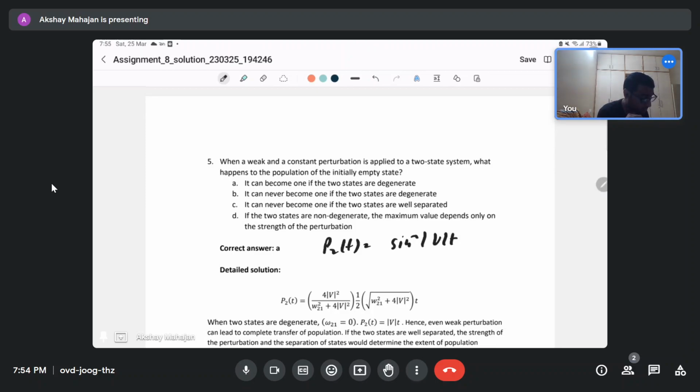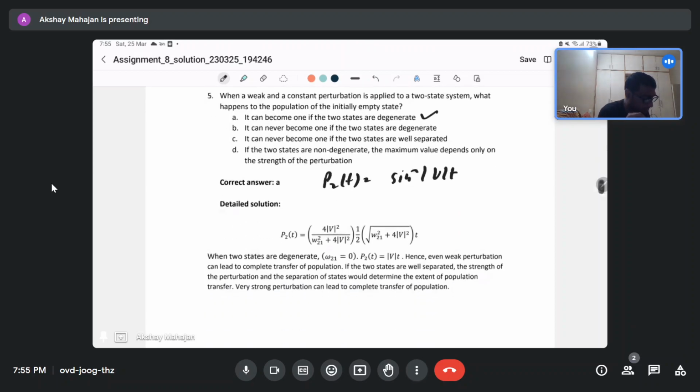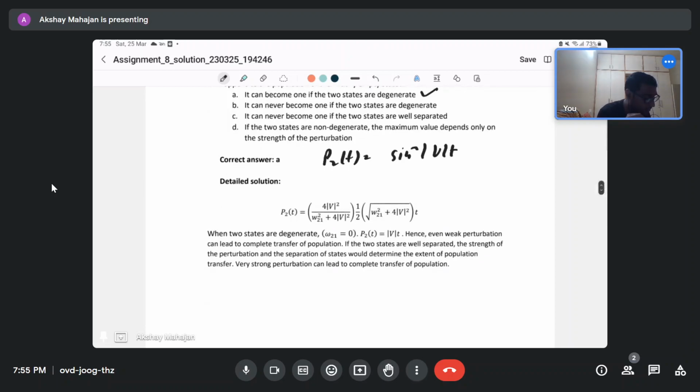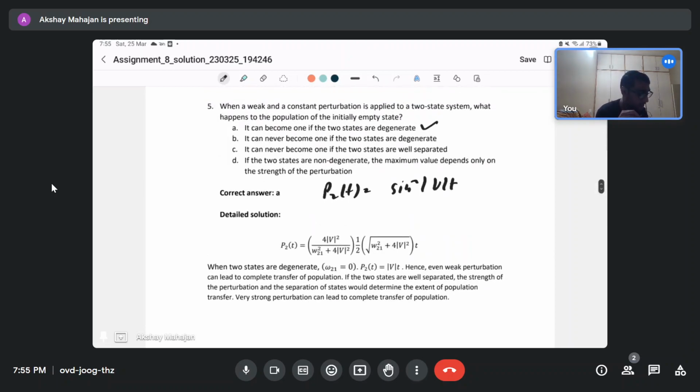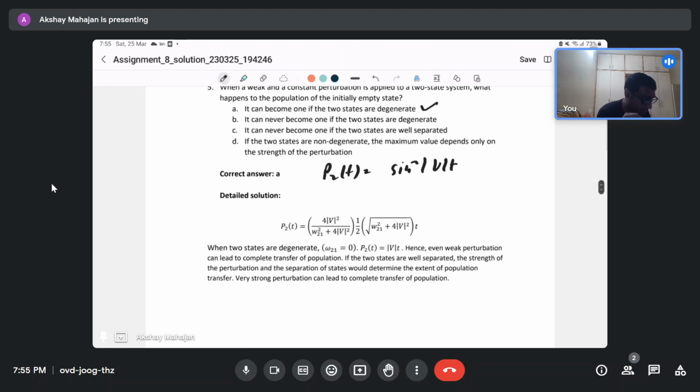What happens to the population of the initially empty state? It will become 1, because we will get a sine function, and even if this mod of V is small, at some time it will become 1. So that's why the answer will be A. That is just a simple question from the formula, and let us see the detailed solution.